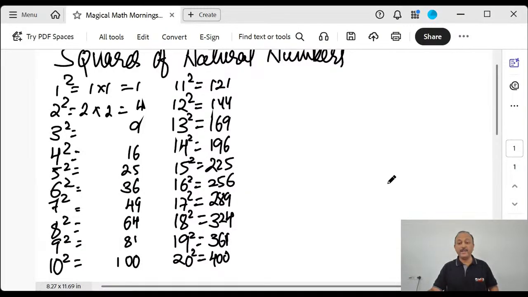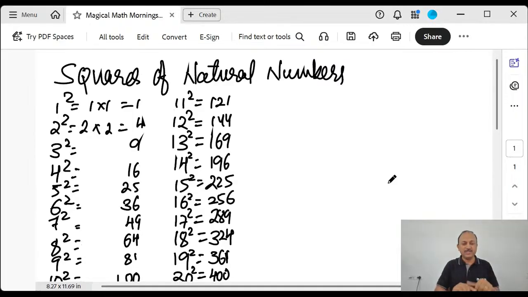Today we are going to learn the square roots of numbers that are already perfect squares. And here we'll see what the squares of natural numbers are.